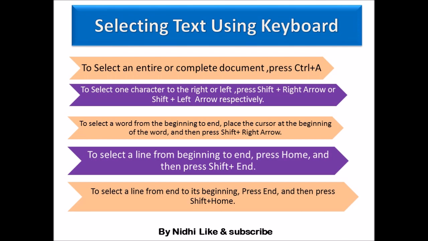Okay, if you want to select a word from beginning to end, just place the cursor at the beginning of the word and then press right arrow key with Shift. If you want to select a line from start to end, just press the Home key and then press Shift and End. Similarly, to select a line in the opposite direction, from end to its beginning, just press the End key and then press Shift plus Home key.